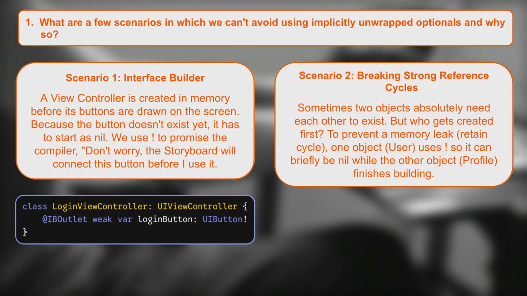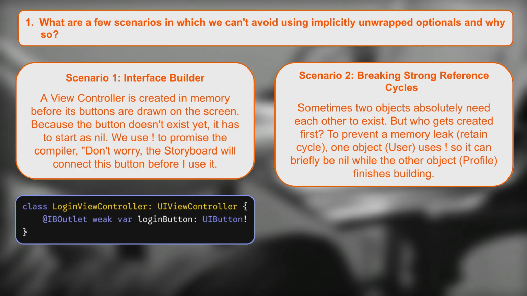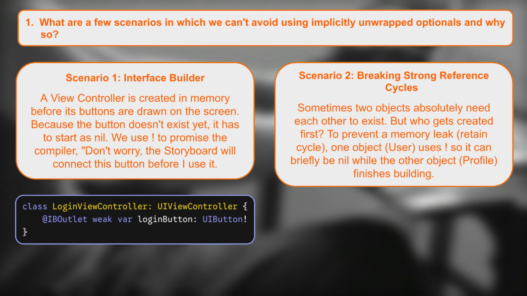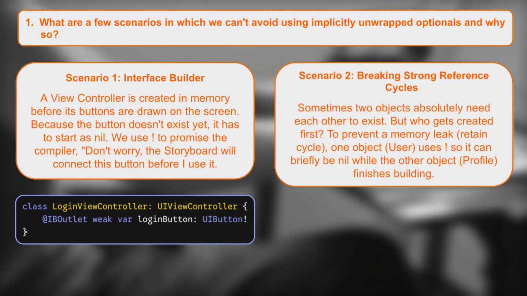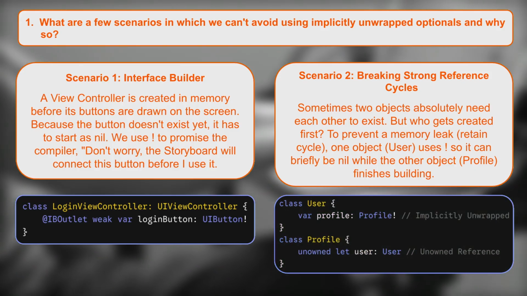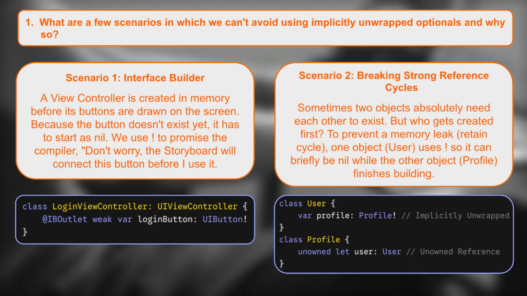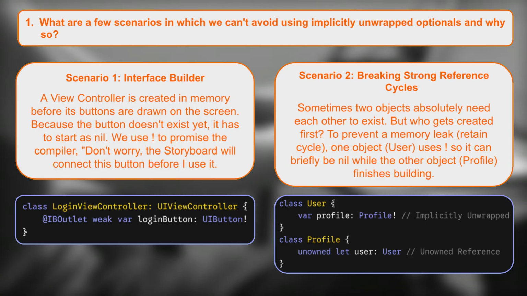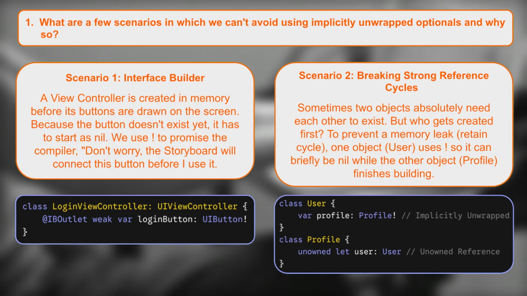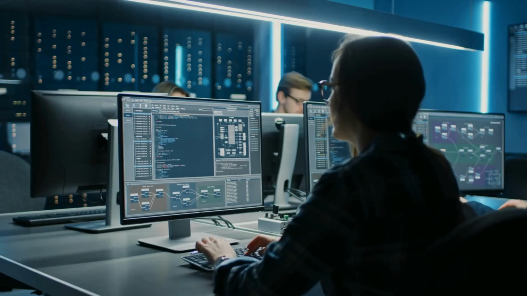The second scenario is fixing the chicken and egg memory problem. Sometimes two objects absolutely need each other to exist. But who gets created first? If we aren't careful, this creates a nasty retain cycle. To fix this, we use a specific pattern. As you can see in the code, one object, the user, uses an implicitly unwrapped optional so it can briefly be nil. This allows the other object, the profile, to finish building using an unowned reference. This keeps our memory perfectly safe.